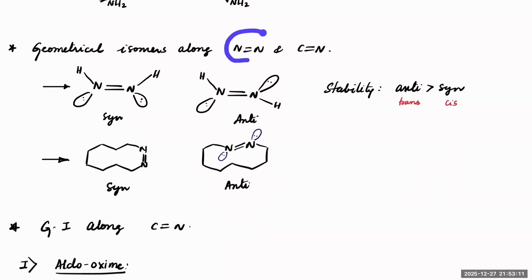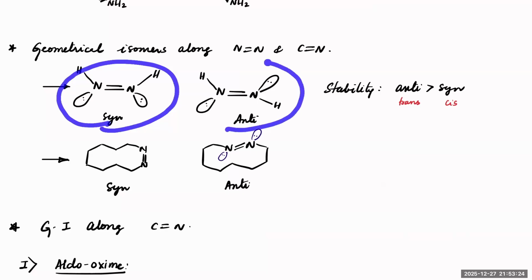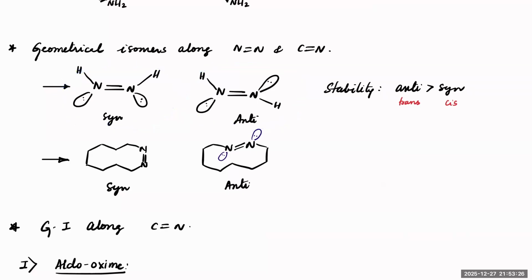Geometrical isomers in N double bond N. I just told you N double bond N can have cis and trans. Instead of using cis and trans, now you use two different terminologies. We call it syn and anti. Syn isomer and anti isomer. So anti isomer is generally more stable than syn isomer.